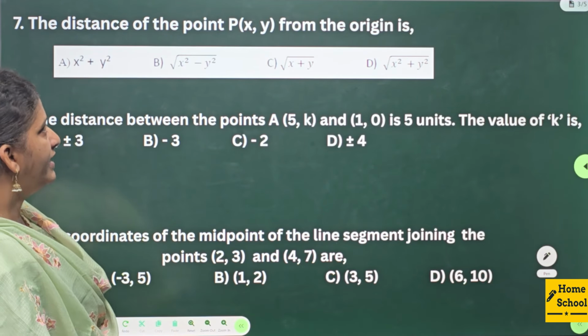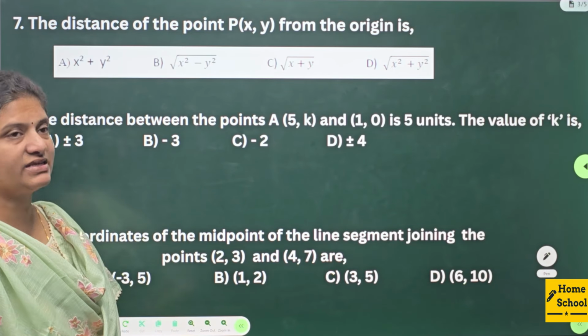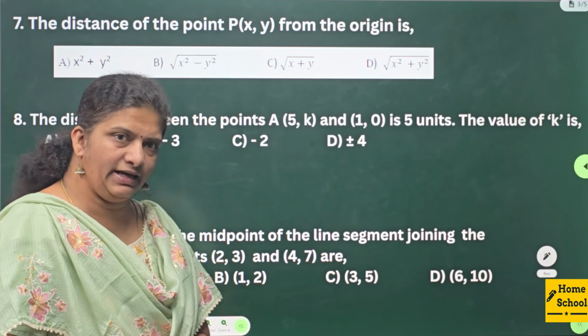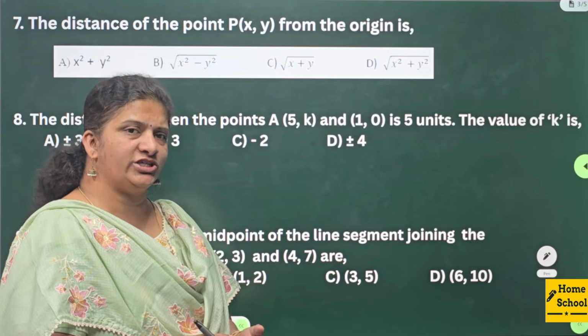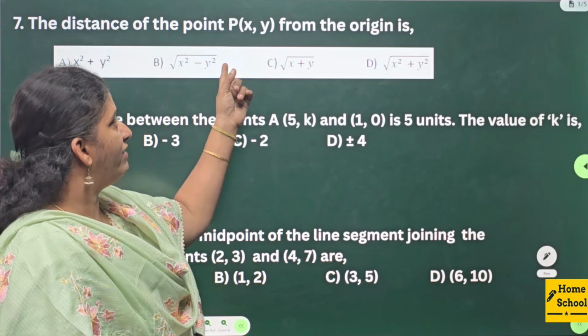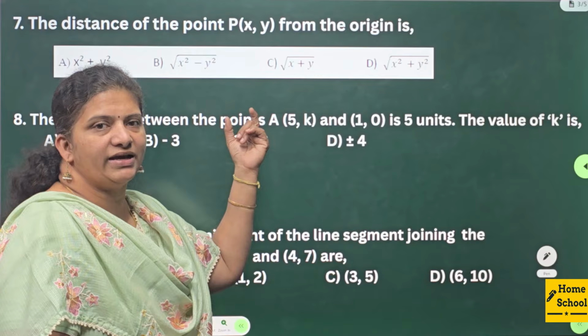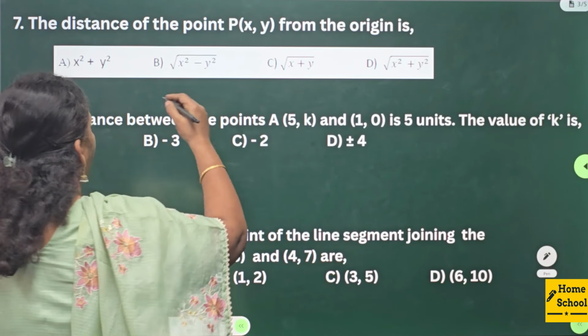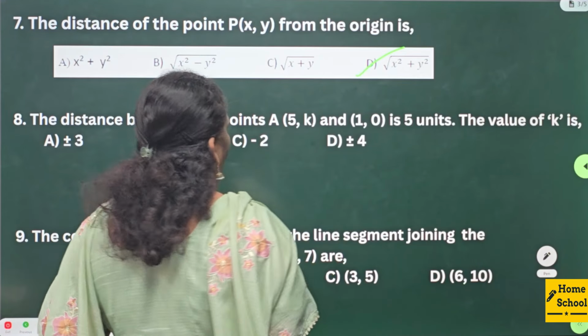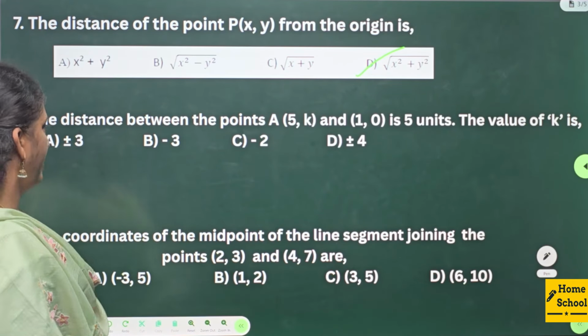Seventh, the distance of the point P(x, y) from the origin. Same type of question. Whereas in the previous problem we had a, b, now we have x, y. Therefore, your answer is square root of x square plus y square.